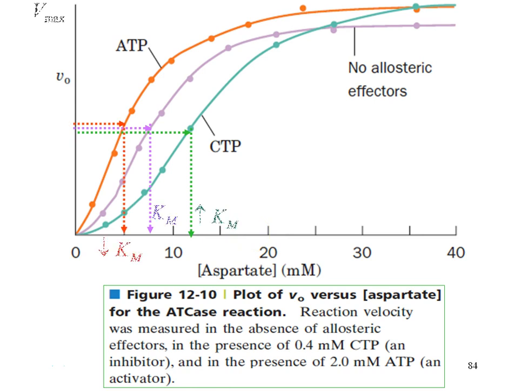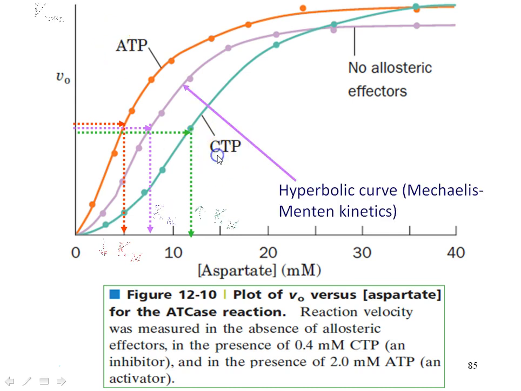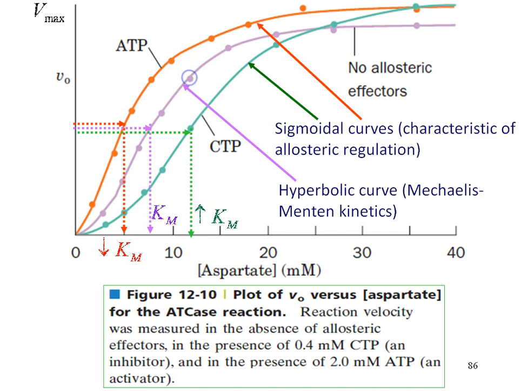However, if you have ATP, the apparent Michaelis constant becomes lower. In other words, the binding of the substrate to its enzyme is improved by the presence of ATP. So that's a positive effector. This is a negative effector. They modulate it. Notice that this is a hyperbolic curve, the Michaelis-Menten kinetics, and these two curves, the red and the green curves, are sigmoidal, which are characteristic of allosteric regulation.